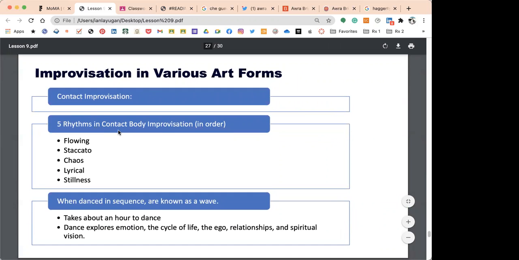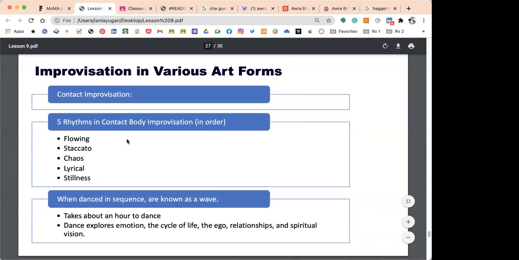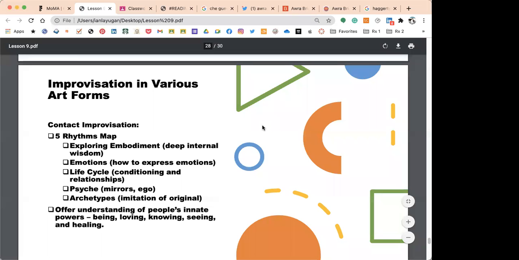Just go over these five rhythms in contact body improvisation. So there is flowing, staccato, chaos, lyrical, and stillness. When danced in sequence, they are known as a wave. Takes about an hour to dance. Dance explores emotion, the cycle of life, the ego, the relationship, and spiritual vision. Improvisation in various art forms, contact improvisation, five rhythm maps, exploring embodiment.